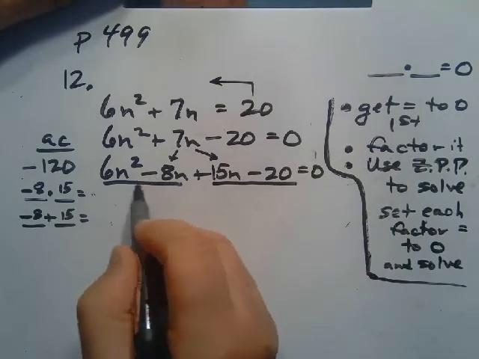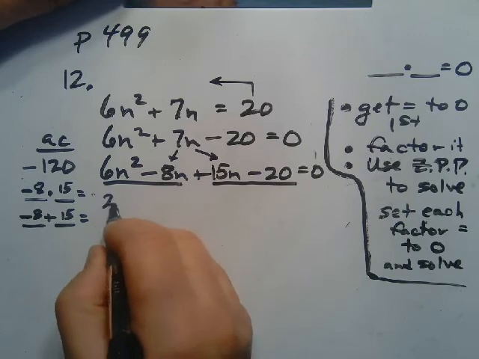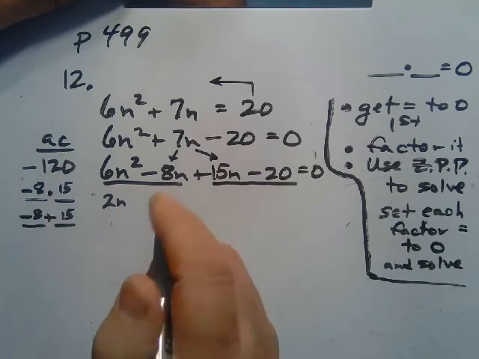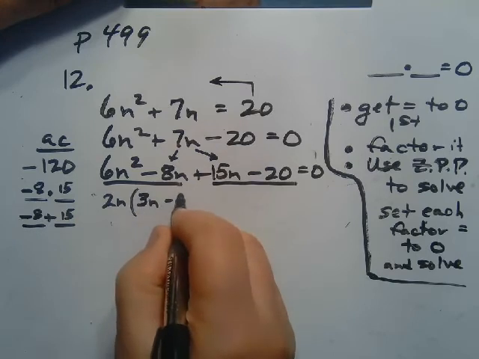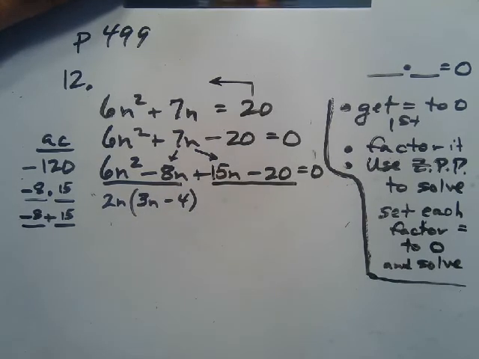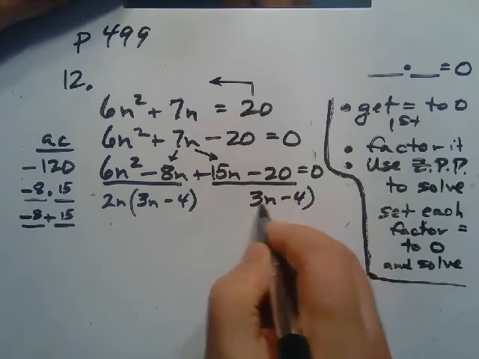Take the GCF out of the first group. Well, there's a 2 in both of these and also an n. So 2n comes out, and that leaves us with 3n minus 4. Then I copy the leftovers to the right.